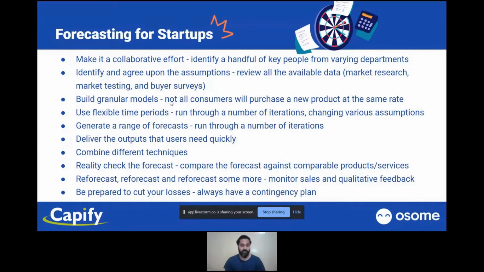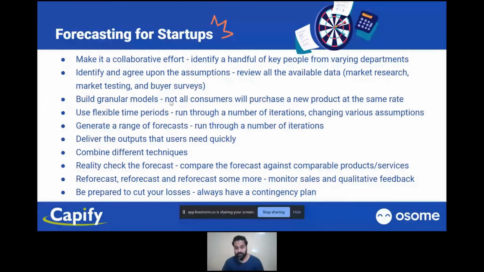Get the marketing team involved and see what level of further marketing you can do to get further investment, and then use that qualitative information to forecast and make your forecasting more realistic.